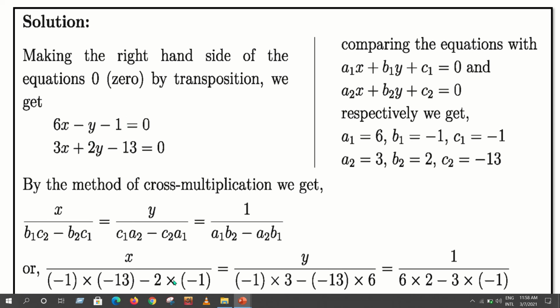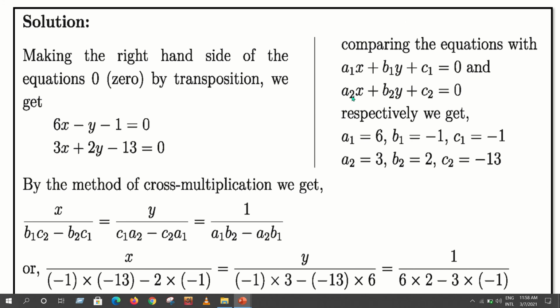Here c1 means minus 1, that means 2 into minus 1. And y is equal to, we can write, c1 into a2, that means minus 1 into 3, minus 13 into 6, that means c2 a1. And when we take 1, that means the constant term, we have to omit this part, and we take 6 into 2, that means a1 b2 minus a2 b1, that means 3 into minus 1.